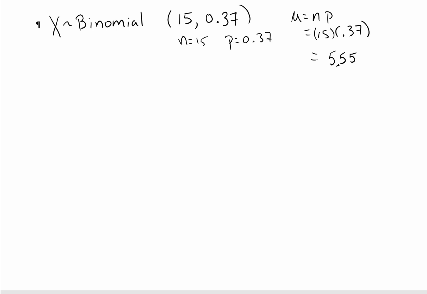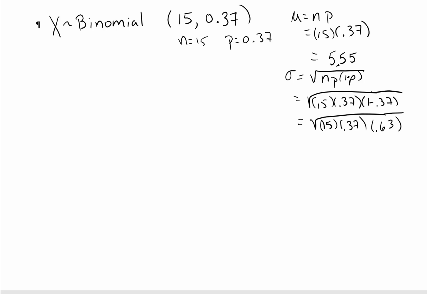Now we can calculate the standard deviation. If we remember, that's n times p times 1 minus p, and then we take the square root of that. So in for n, I put n's value of 15. In for p, I put in its value of 0.37, and then 1 minus 0.37. So we'd have the square root of 15 times 0.37 times 0.63. After I multiply these three numbers together, I get 3.4965, but that's the variance. I want the standard deviation, so I have to take the square root of that number. So the standard deviation would be 1.87.